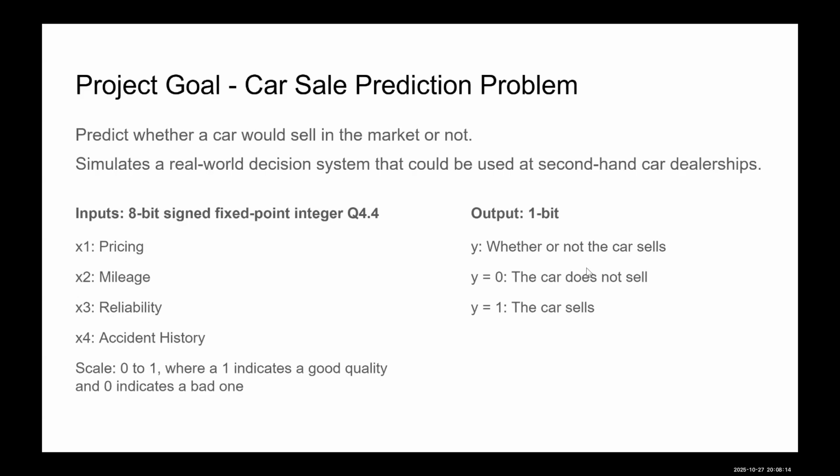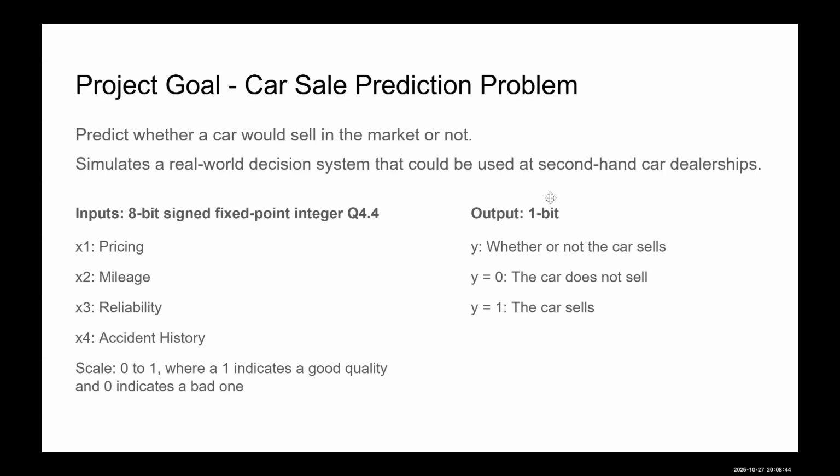Hello, everyone. My name is Ahmed, and I will start us off by stating our goal of the project and what it really is all about. So, the main goal of our project is to predict whether a car would sell or not in the market. We designed a single layer perceptron in VHDL that simulates a real-world decision-making system used at secondhand car dealerships or even something like Auto Trader or Facebook Marketplace.